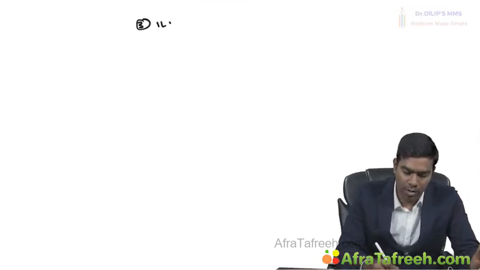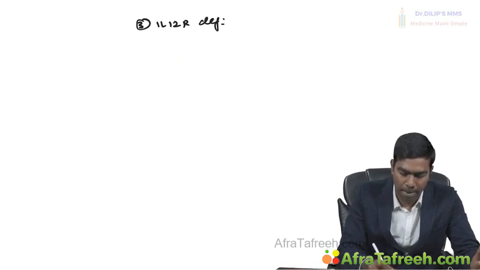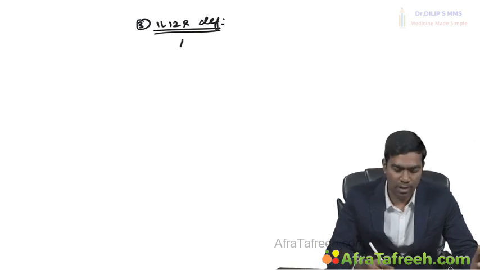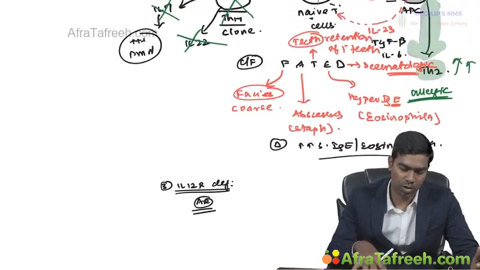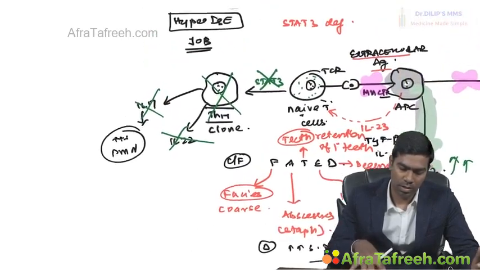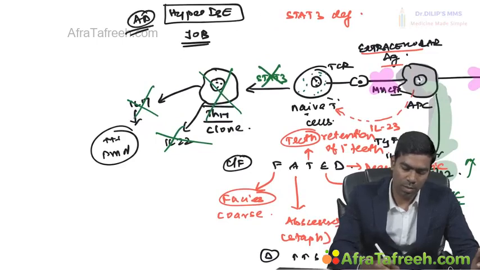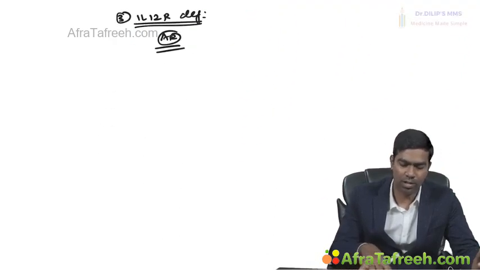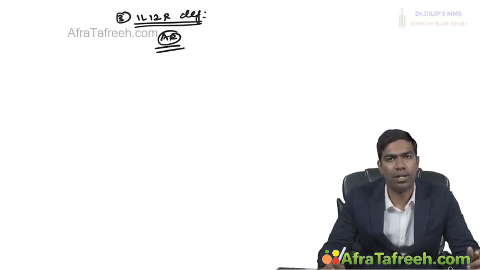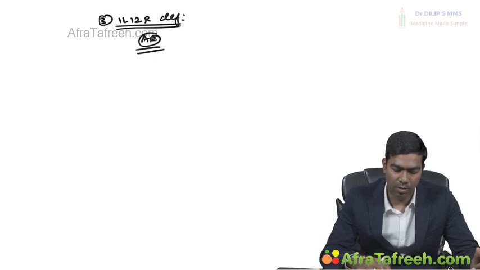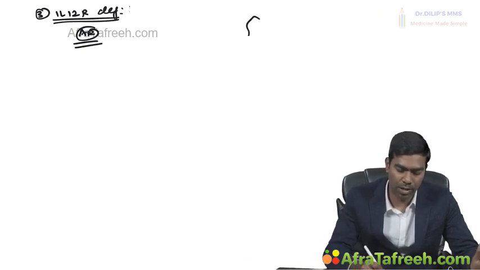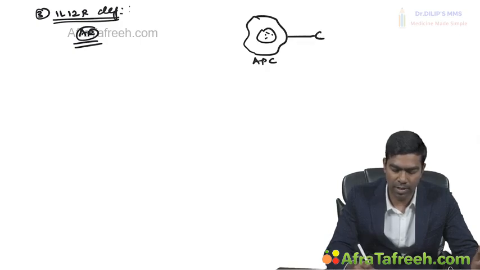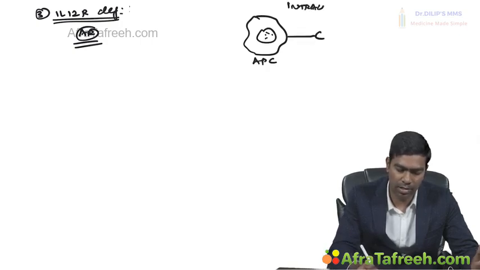And the third one, you have something called IL-12 receptor deficiency, and this is an autosomal recessive inheritance. Remember, Job syndrome is typically autosomal dominant inheritance, whereas your IL-12 receptor deficiency is typically autosomal recessive in inheritance. And autosomal recessive in the sense like, what is the primary defect in IL-12 receptor? I told you similarly, you have an antigen presenting cell for intracellular antigens.